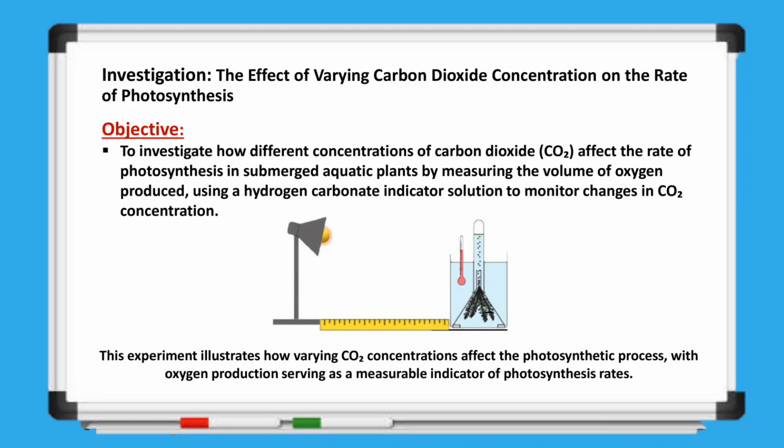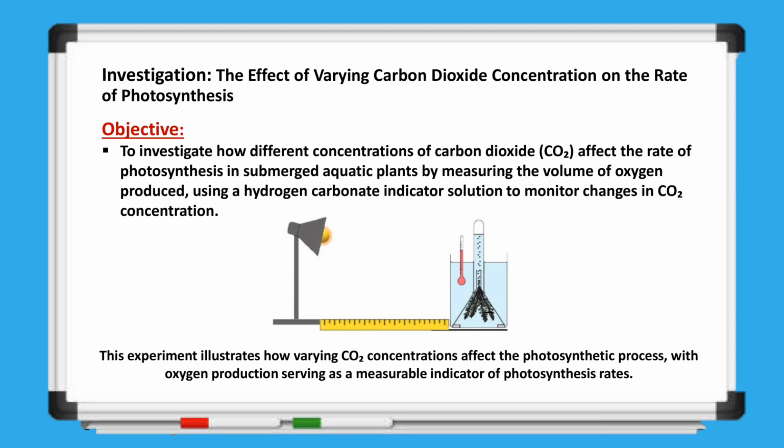Now moving on to our second investigation, this one is focused on understanding how the concentration of carbon dioxide affects the rate of photosynthesis. I will take you through each section of this investigation and explain the entire process and what we learn from it. So, starting with the main title, this investigation is all about studying the effect of carbon dioxide concentration on the rate of photosynthesis in submerged aquatic plants.